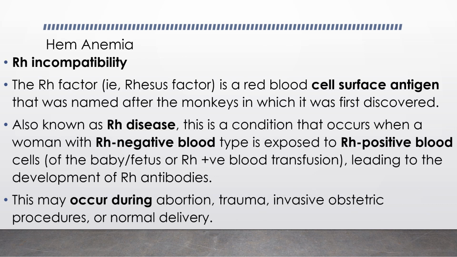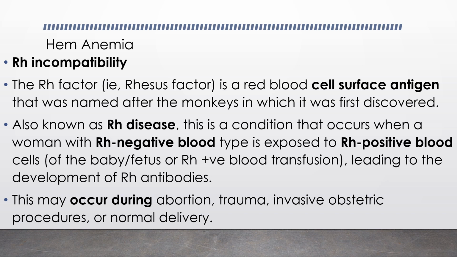Another reason for hemolytic anemia is Rh incompatibility, often seen in younger patients, rather newborns. It is a red blood cell surface antigen, first discovered in monkeys. That's why it is known as rhesus factor. Rhesus disease, rhesus negative blood, rhesus positive blood, plus and minus. You see, positive and negative.